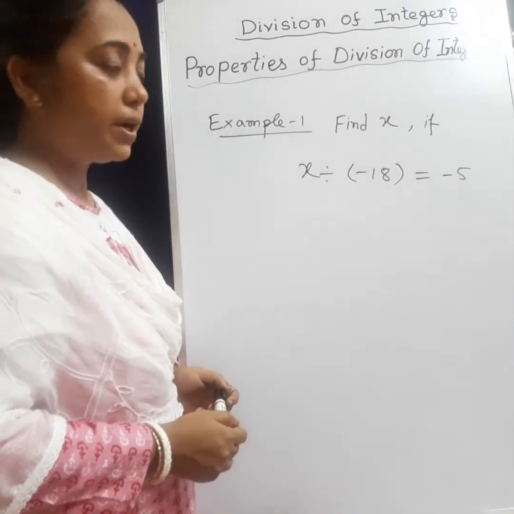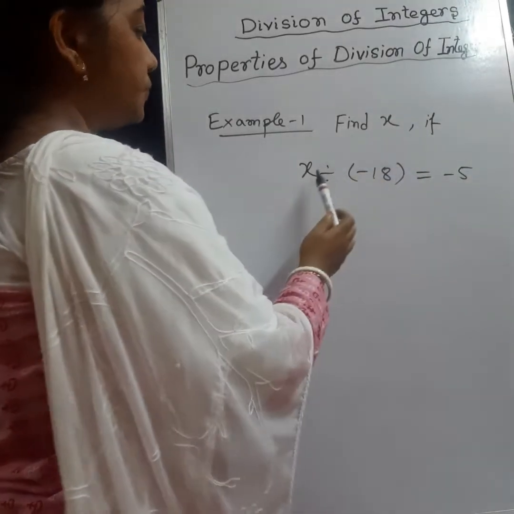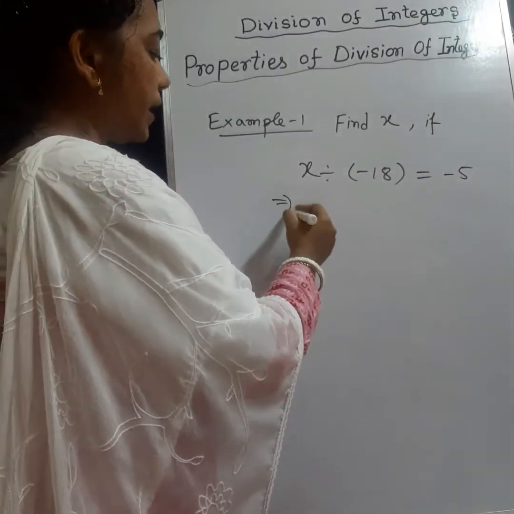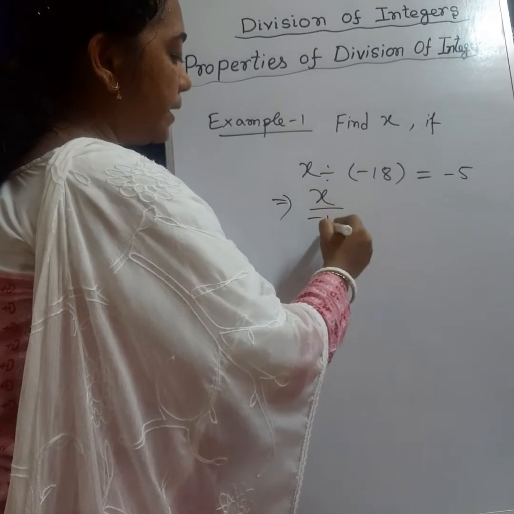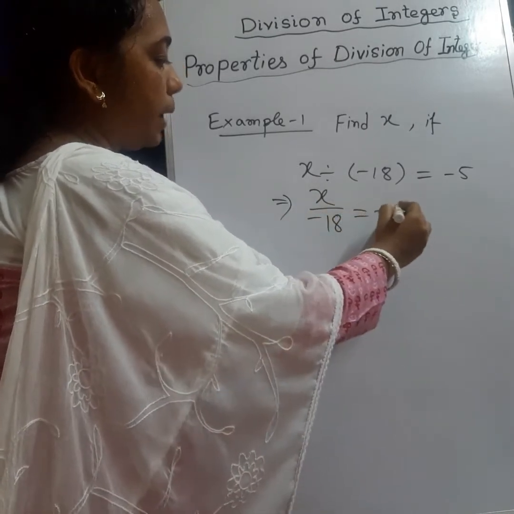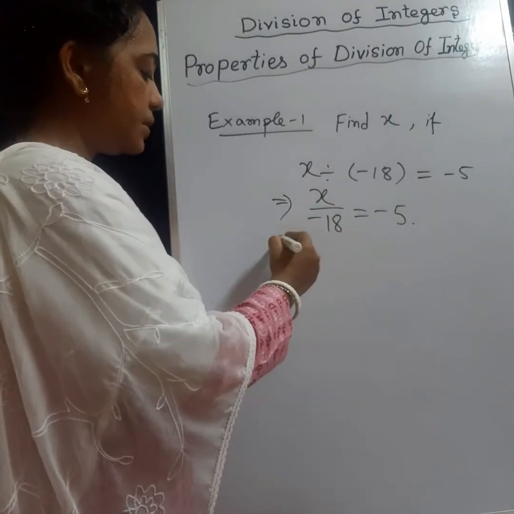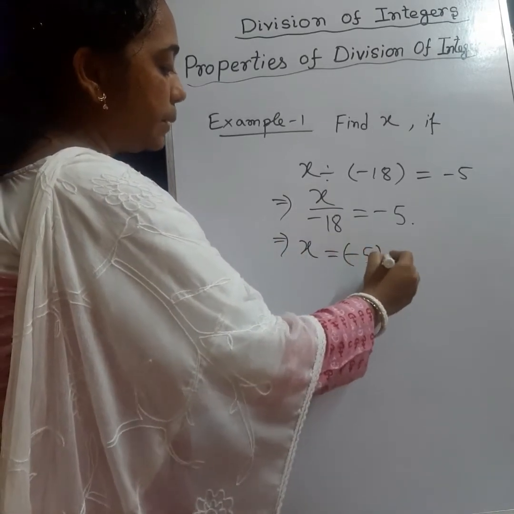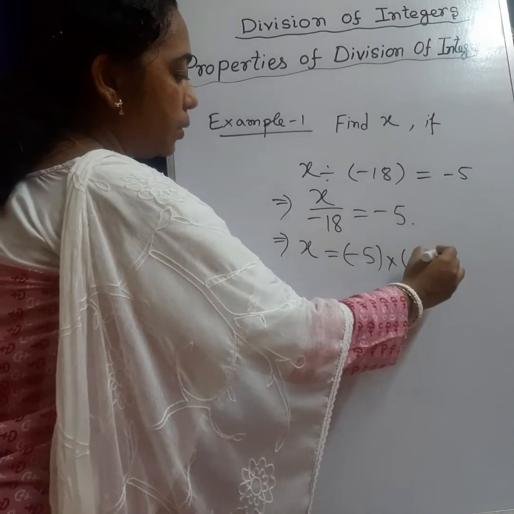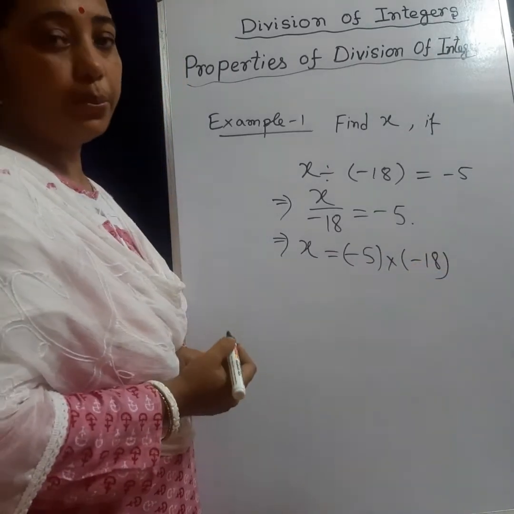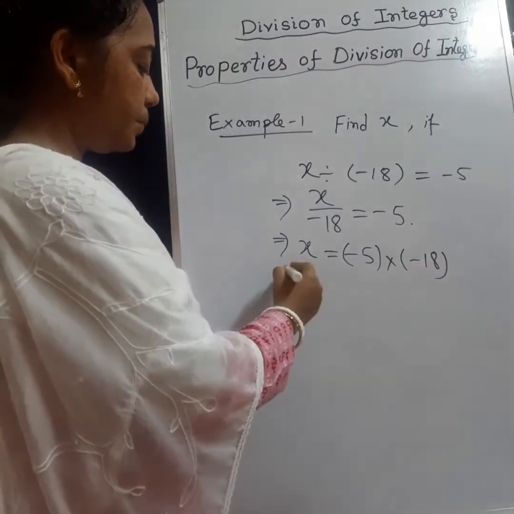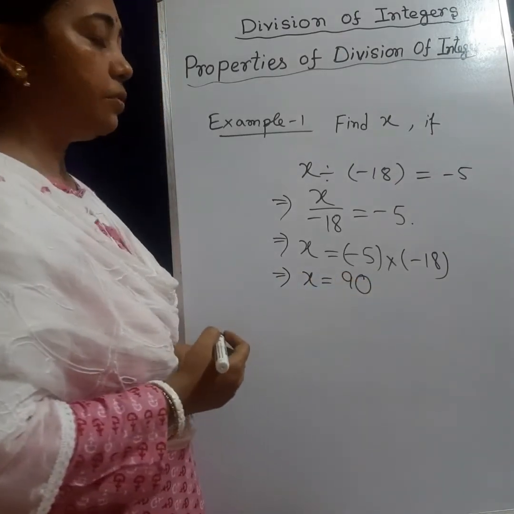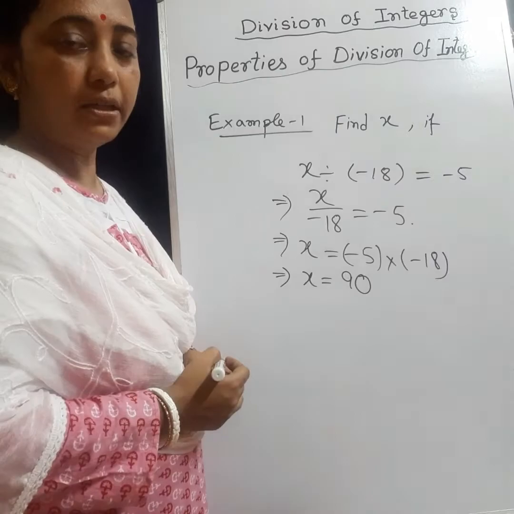Now let us do one example. Find x if x ÷ -18 is equal to -5. So this we can write as x by -18 is equal to -5. So this means x can be written as x equal to -5 multiplied by -18. Both are negative signs, so their product will be positive. So this implies x is equal to 90. So the value of x is here 90.